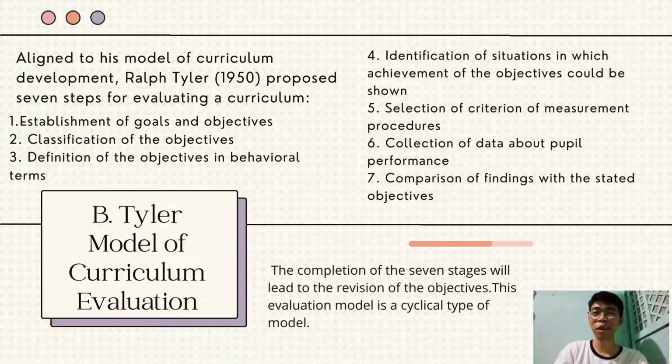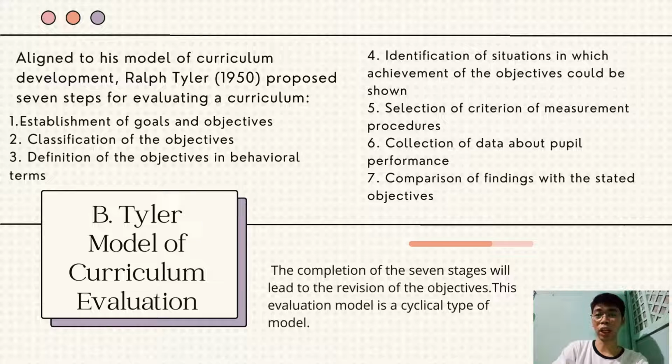The second model is letter B, Tyler Model of Curriculum Evaluation. In 1950, Tyler proposed these 7 steps for curriculum evaluation that are aligned to this second model. Number 1, establishment of goals and objectives. Number 2, classification of objectives. Number 3, definition of the objectives in behavioral terms.